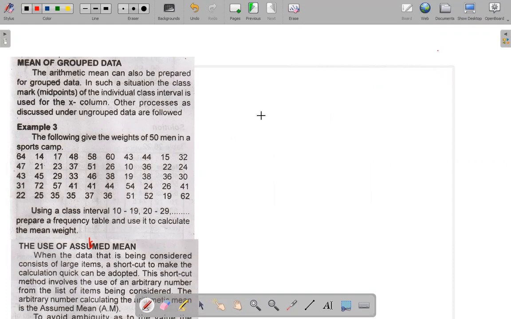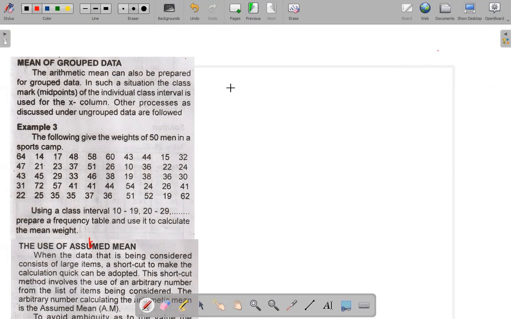In this lesson, we'll look at mean of grouped data. The arithmetic mean can also be prepared for grouped data. In such a situation, the class mark or midpoint of the individual class interval is used for the X column. What is this talking about?